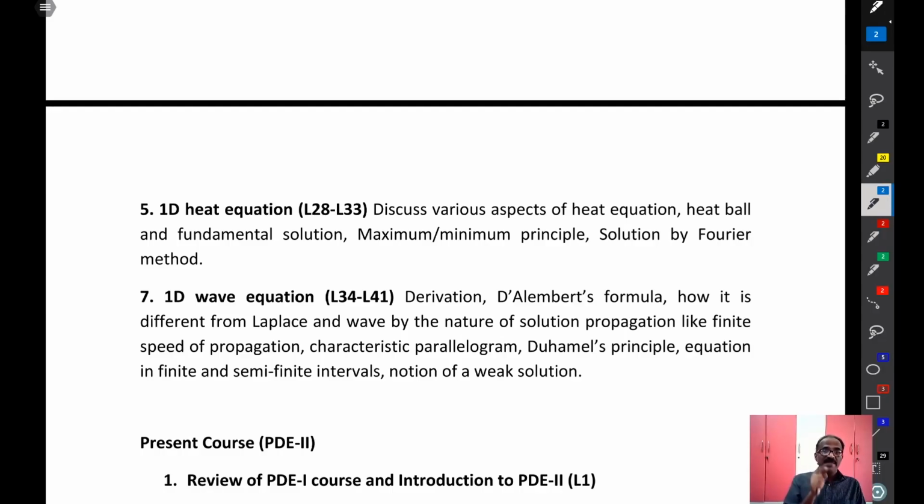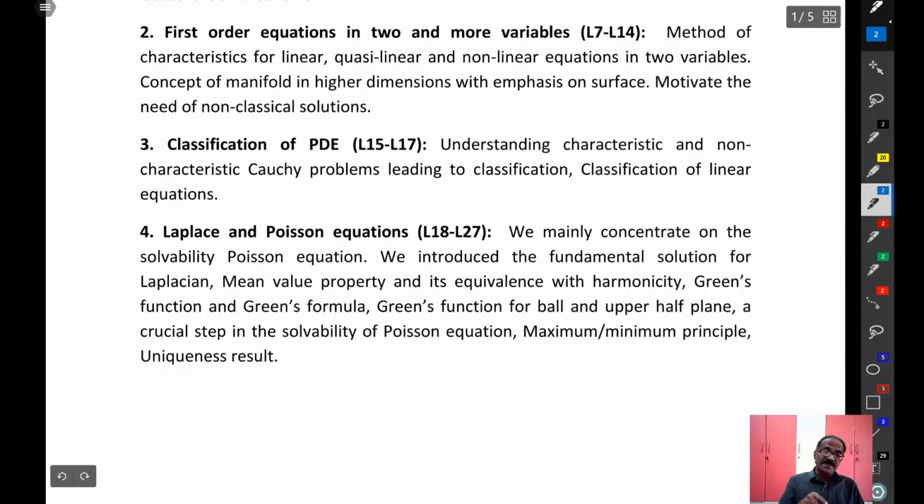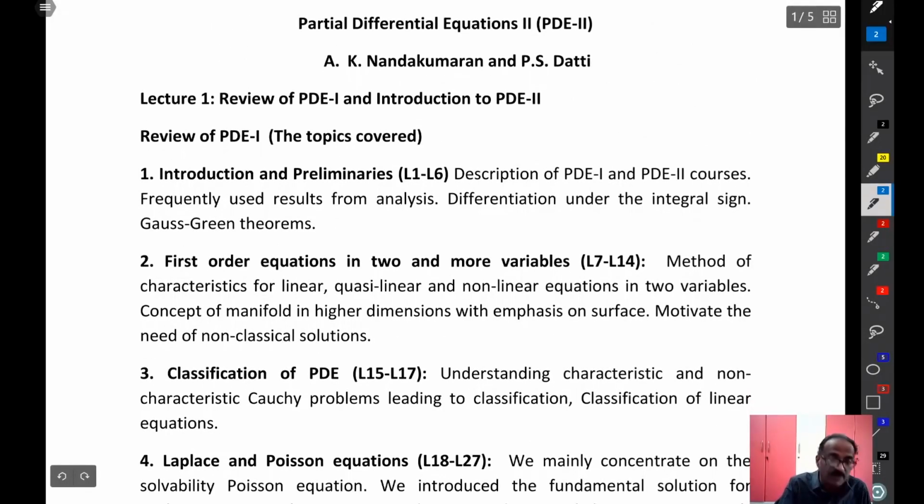We have only discussed heat equations and wave equations in one dimension. On the other hand, you have seen the Laplace and Poisson equations. We have introduced the fundamental solutions and all these properties even in n dimensions. That was the rough discussion, a review of our first course on PDE.